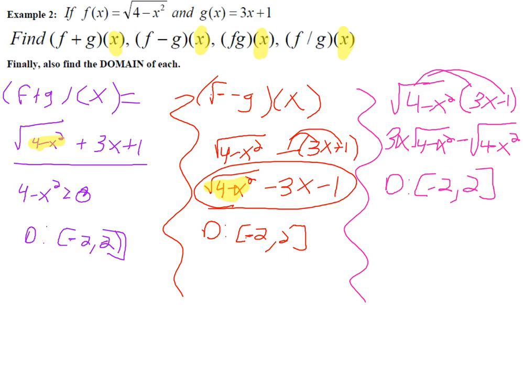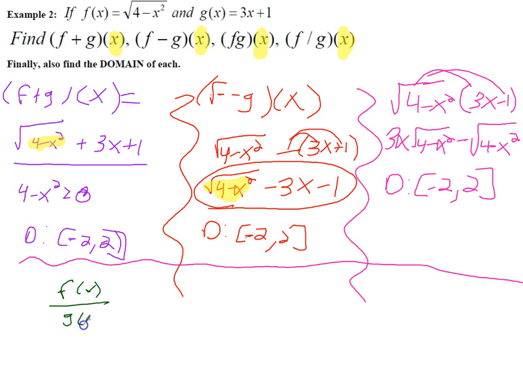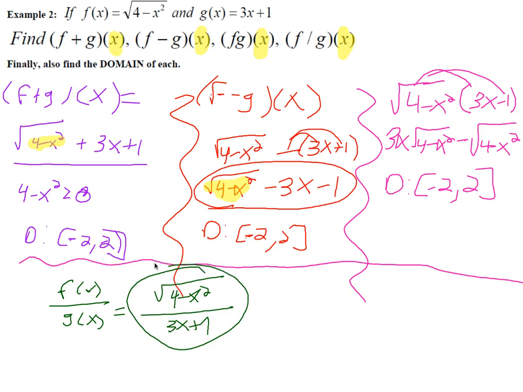Now, where it gets interesting, maybe even a little bit more challenging, is what do we do for division? So we're going to take our f of x function, and we are going to divide it by our g of x function. So on top, f of x is the square root of 4 minus x squared. On the bottom, we have 3x plus 1. That's our final setup for f of x over g of x.